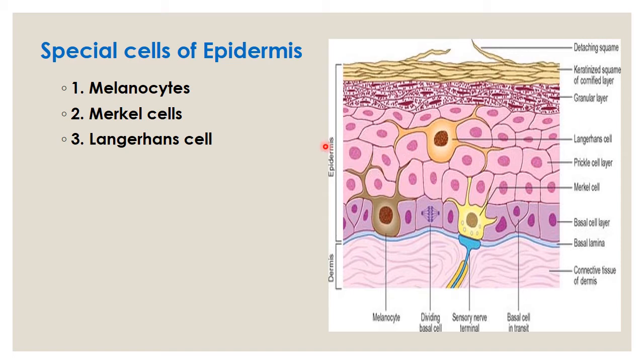Now, along with the keratinocytes, there are special cells which are found in the epidermis. In the basal layer, or the stratum basale, there are special cells, the melanocytes, and the Merkel cells, which are the sensory receptor cells. And in the stratum spinosum, we have the Langerhans cells, which can form Langerhans giant cells, and they are the antigen presenting cells. So we'll discuss these cells one by one.